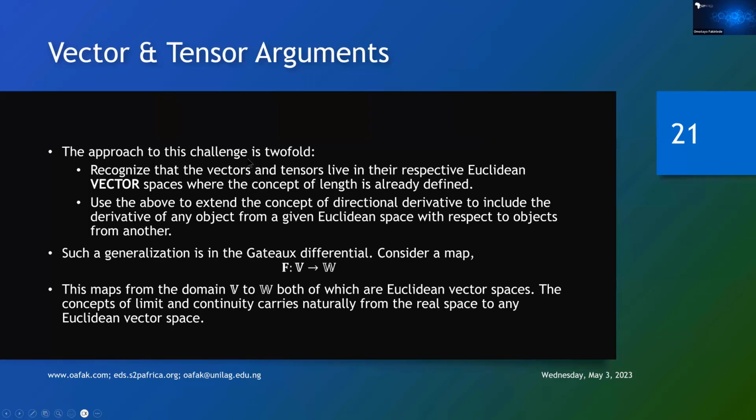The approach to solve this problem is twofold. Recognize that vectors and tensors live in their respective Euclidean vector spaces, where the concept of length is already defined. In any Euclidean vector space, the concept of length is defined. Use this to extend the concept of directional derivative, which you did last time, to include the derivative of any object from a given Euclidean space with respect to the objects from another. Such a generalization is called the Gateaux differential. We are going to continue to the end of this chapter by explaining what the Gateaux differential is, and we use it to solve all the problems that we have. But I'm not going to do that today.